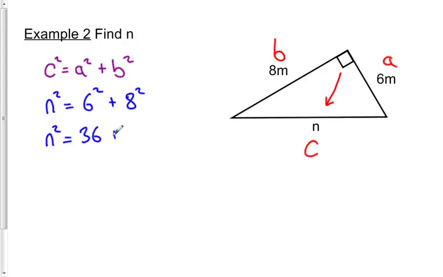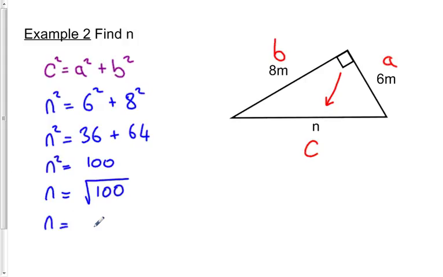We'll have 36 plus 64, so n squared is equal to 100. Now again, to find n, we need to take the square root. So we take the square root of 100, which you should know is 10. But again, type it into your calculator and it will pop straight out. And we get that n is equal to 10 meters. Remember, units are important. If your question has units in it, so should your answer.